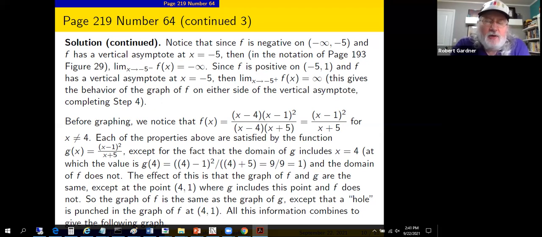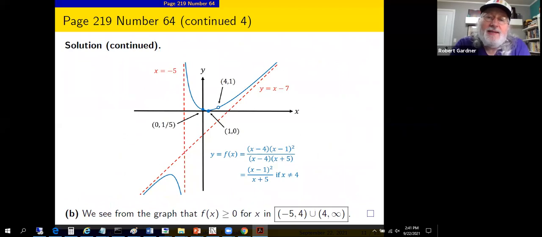All right. So we know a bunch of stuff. We know horizontal asymptotes, oblique asymptotes. It had an oblique asymptote, not a horizontal asymptote. It had a vertical asymptote. We know where it's positive, where it's negative. We know it goes up on one side of that vertical asymptote and down on the other. So we know a bunch of stuff about the graph. This graph contains all that information.